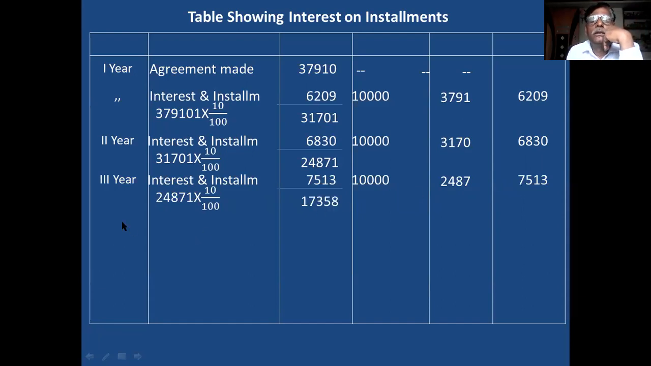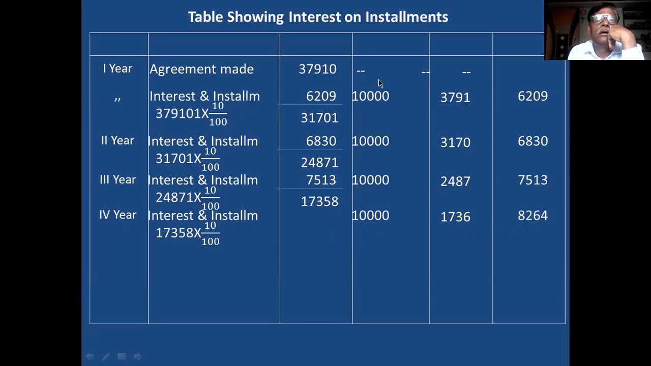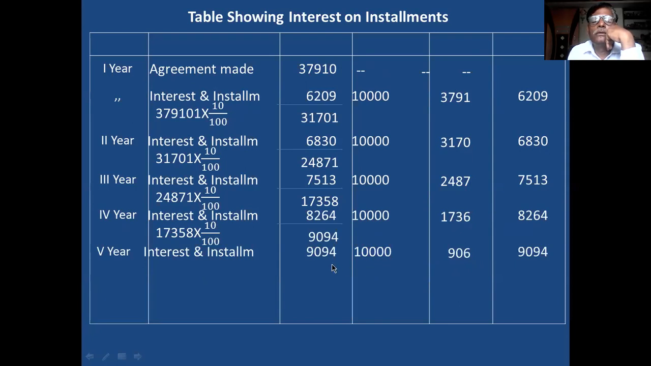Okay. Next, fourth year. Fourth year interest and installment. You calculate interest on the balance. Interest is 1736, nearly. Installment 10,000. Principal 8,264. The next is fifth year. In the fifth year, don't calculate interest. You take the difference. Whatever balance comes, that is the principal. In this way, calculate the interest and principal installment. This is the total.